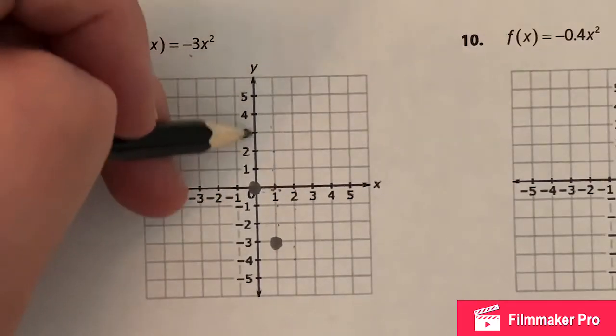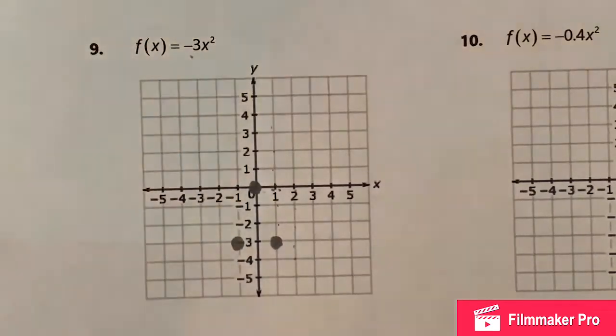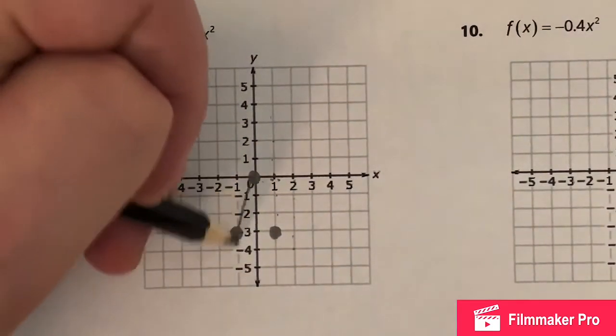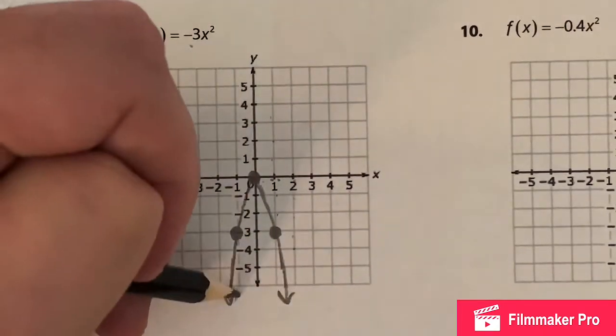Over here, our axis of symmetry is right there. So we're going to have that point, and that's really all we can fit on there. And so we just kind of do the best we can, and that is that.